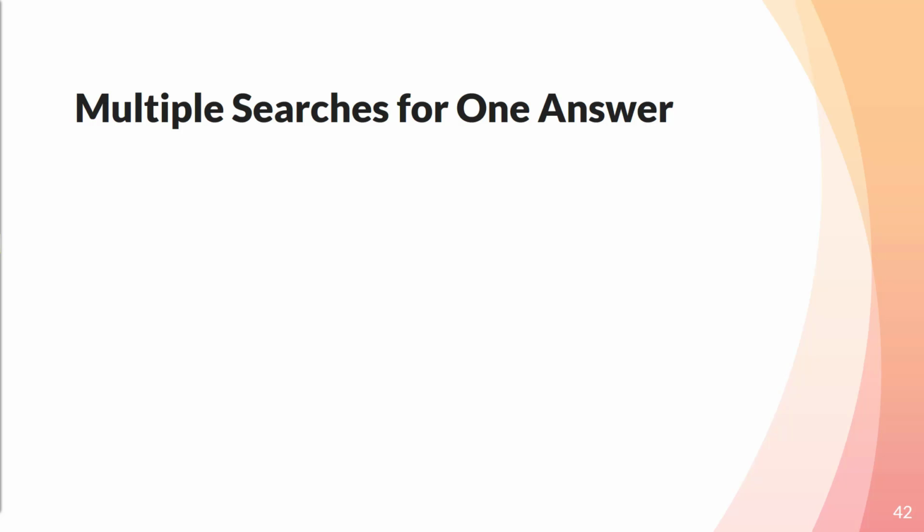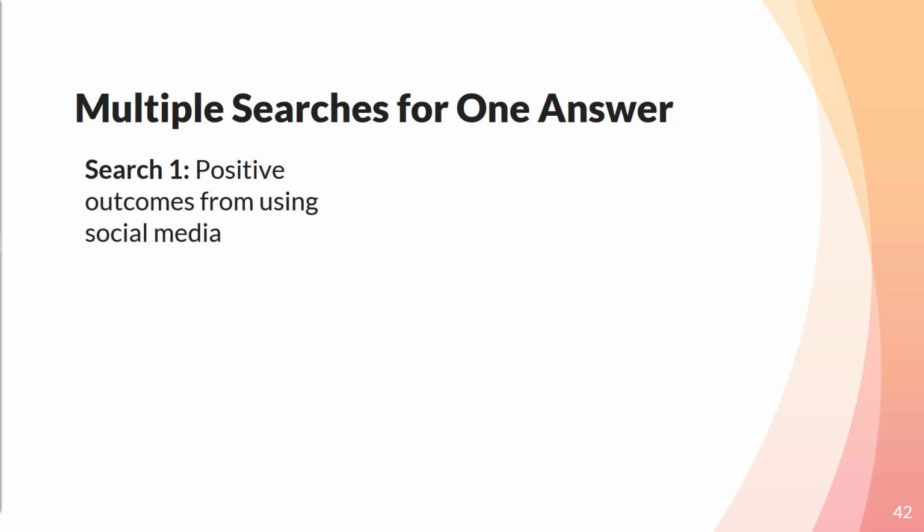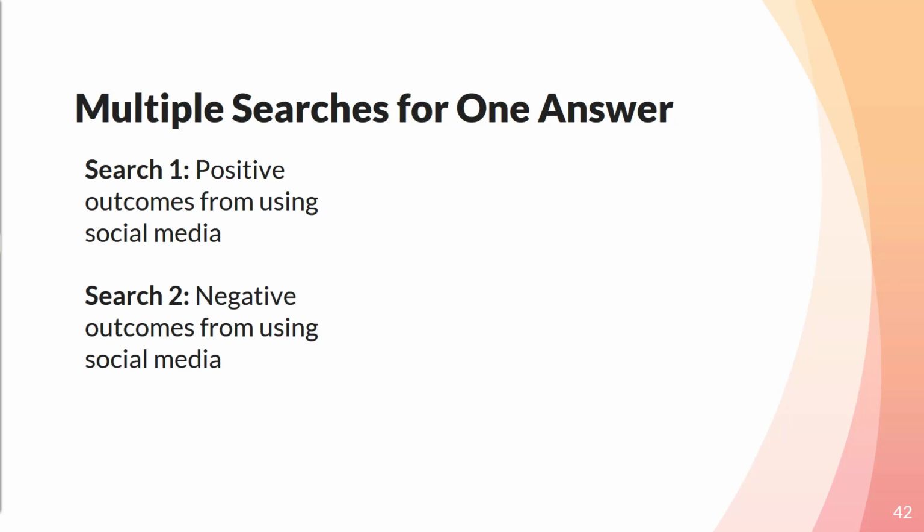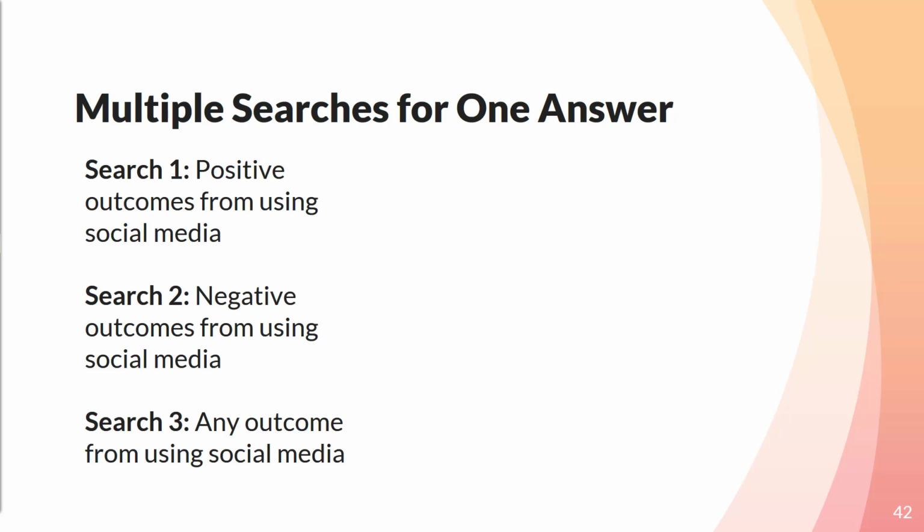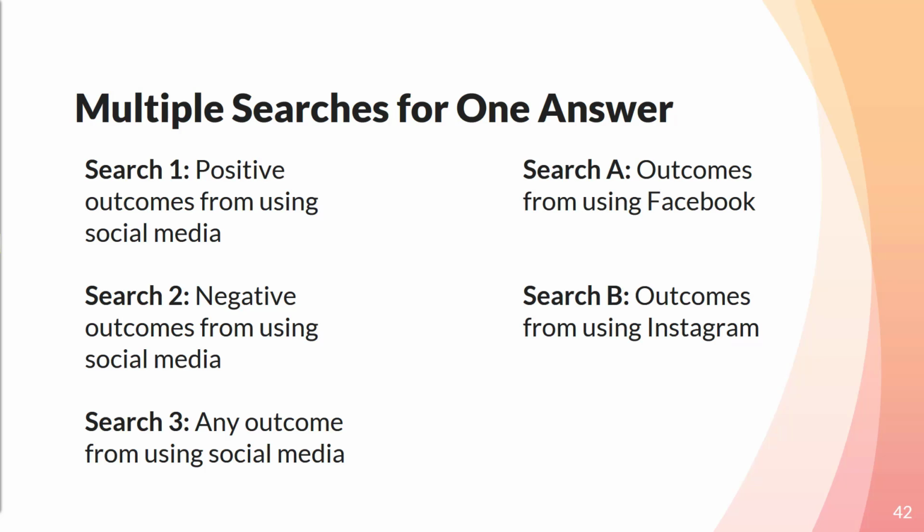Here are two more sets of examples. In one set of searches, I can look at positive outcomes of social media generally, negative outcomes from social media, and then any outcome from social media. In the next set of searches, I can look at outcomes from Facebook, then outcomes from Instagram, and then outcomes from TikTok. I may do all 6 of these searches in order to answer my original question about the effects of social media.